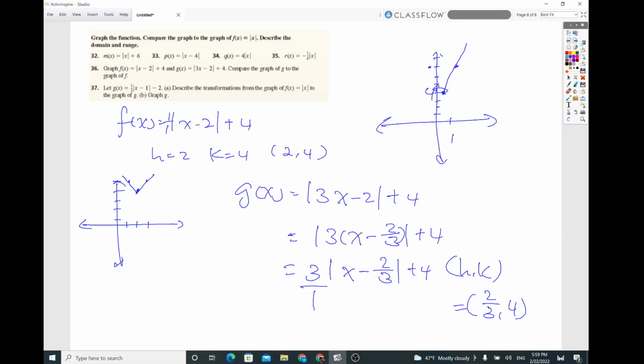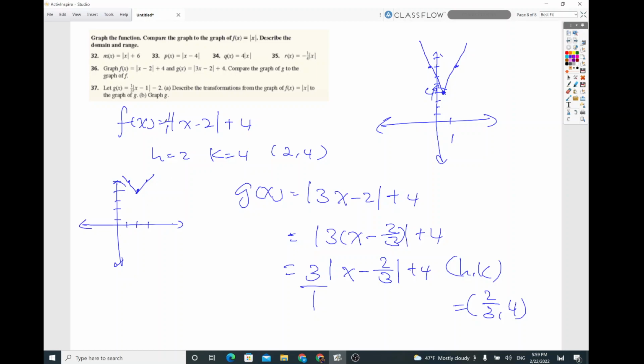So just compare the graphs right here. Obviously, it's a different position for the vertex. And also, it seems like this graph is more stretched vertically. This one over here is a little bit wider and also has a different vertex.